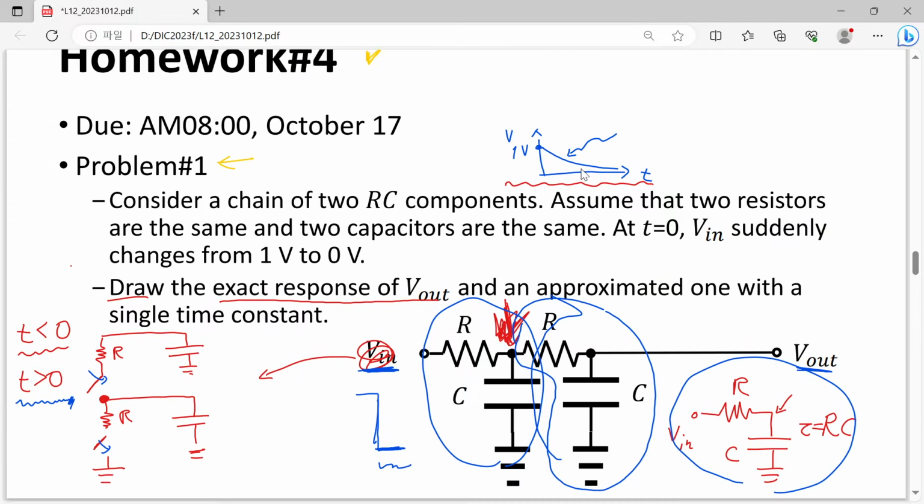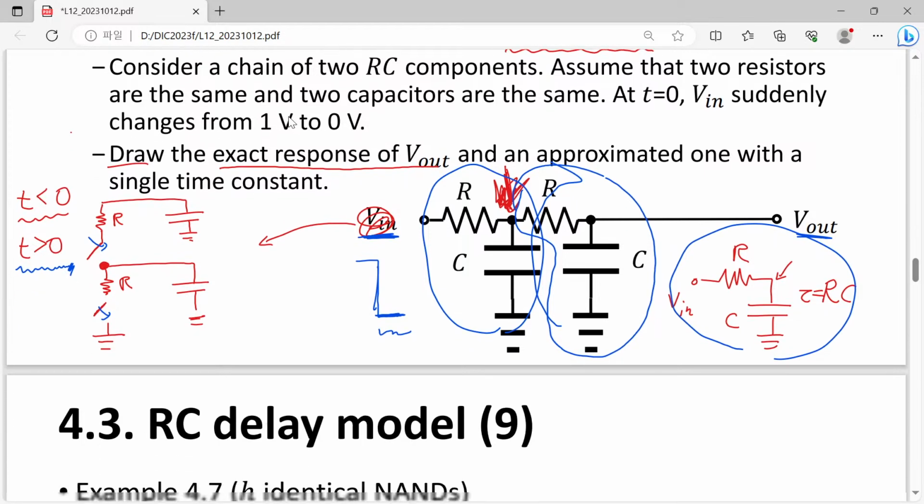So I will modify our PowerPoint material to increase the number of problems from 1 to 2. But since problem 2 is just a repetition of problem number 1, that's not that much of a burden to you. And do you have any questions?